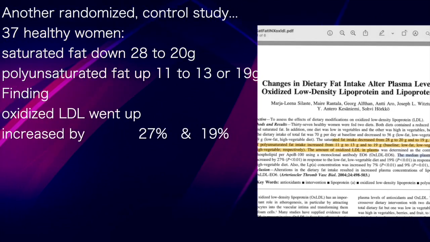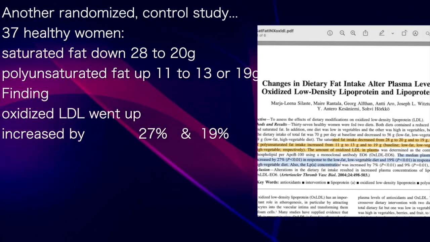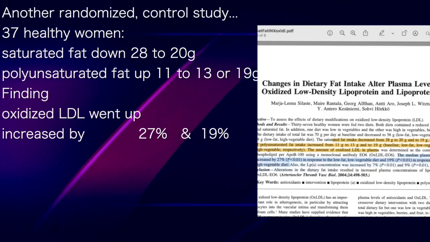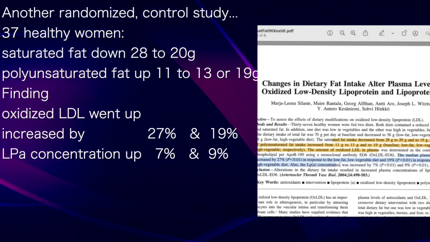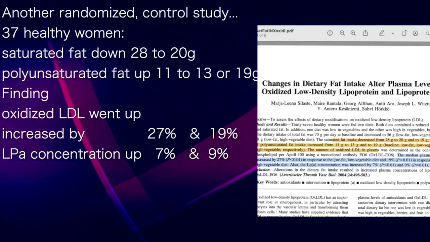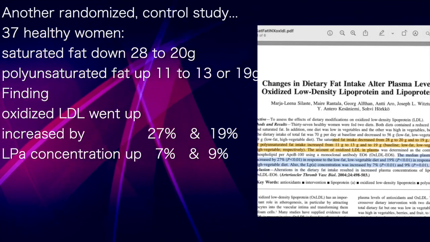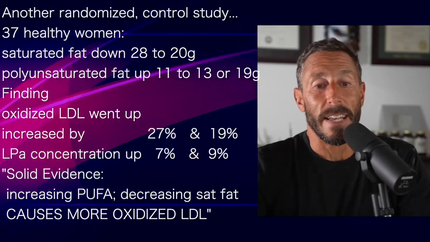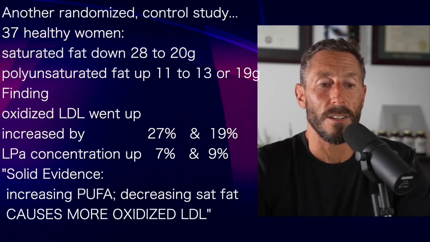So the median plasma oxidized LDL increased by 27% in response to the low-fat, low-vegetable diet, and 19% in response to the low-fat, high-vegetable diet. Also, the Lp(a) concentration was increased by 7% and 9% respectively. They're saying the low-fat diet in respect to lower saturated fat, but as you see here, they are increasing the polyunsaturated fat. So solid evidence that increasing polyunsaturated fat and lowering saturated fat causes more oxidized LDL.